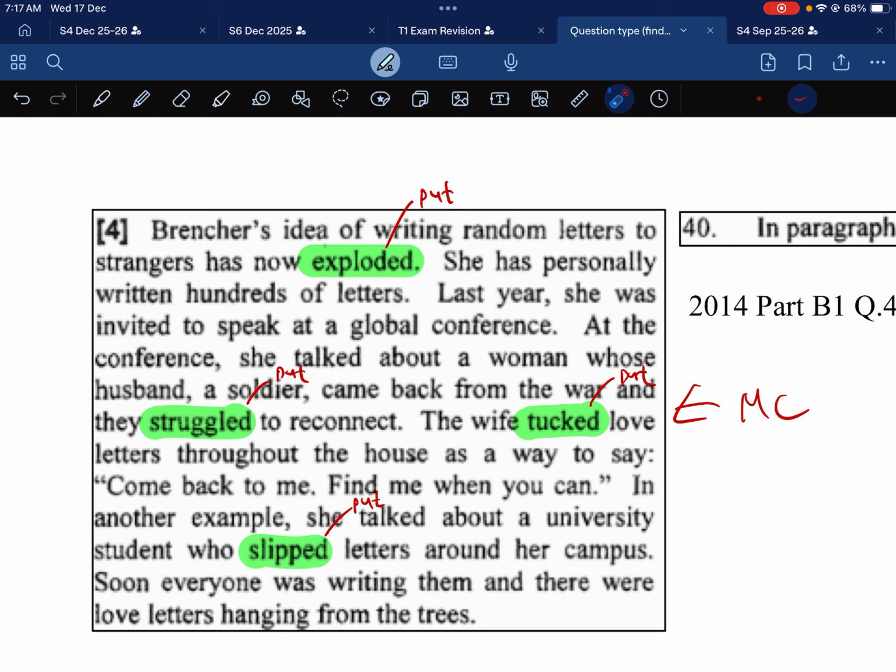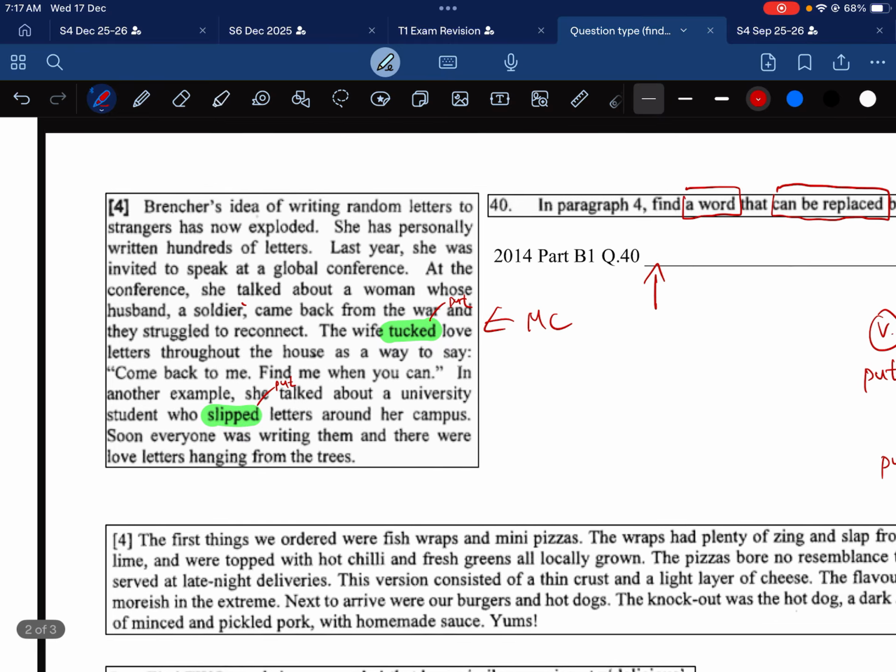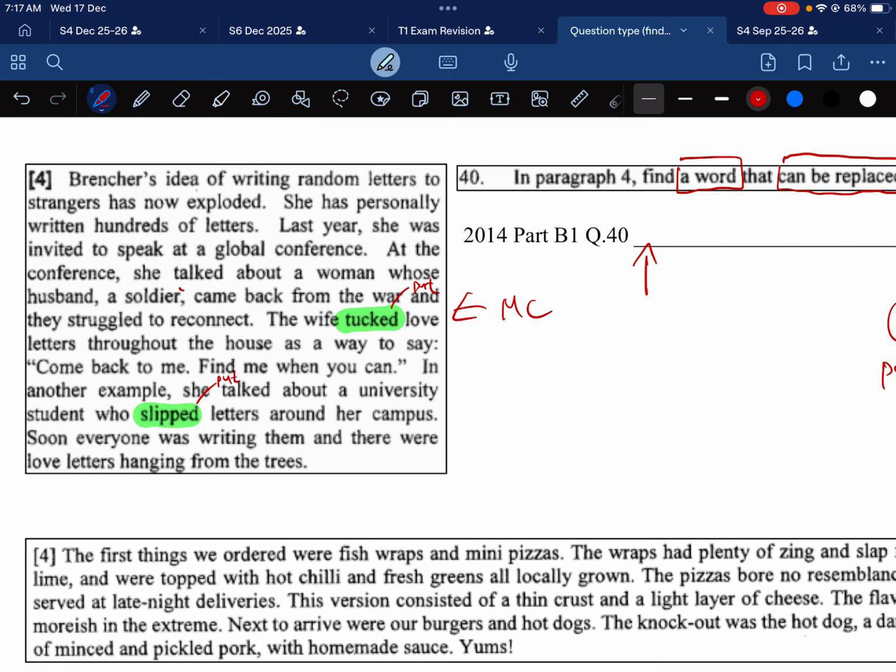Okay, how about the last one? She talked about a university student who put letters. Okay, we put letters as well. Okay, it seems like only these two verbs are connected to a thing, okay, an object. So actually, for this question, this is a DSE question, mind you, you can use tackled or slipped. Okay, is that all right? So this is how you do this kind of question.